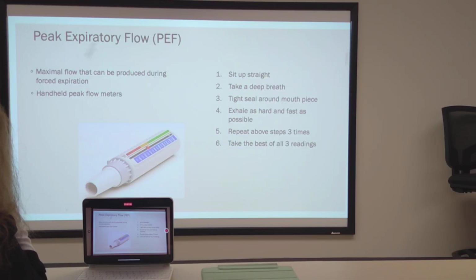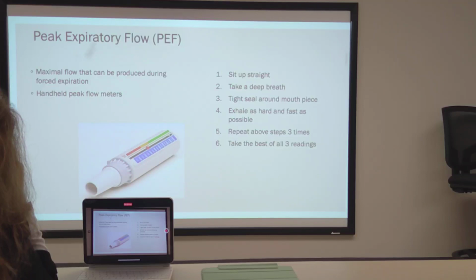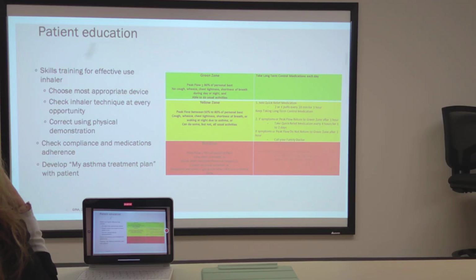But it's necessary for us to know how their breathing is, and it's also good practice for someone who does have asthma, so they can know what their normal breathing is. We usually ask them to do that 3 times, and they're supposed to take their best of those 3 readings. And basically, we use this to help determine what zone they're in. So there's a green zone, yellow zone, and a red zone.